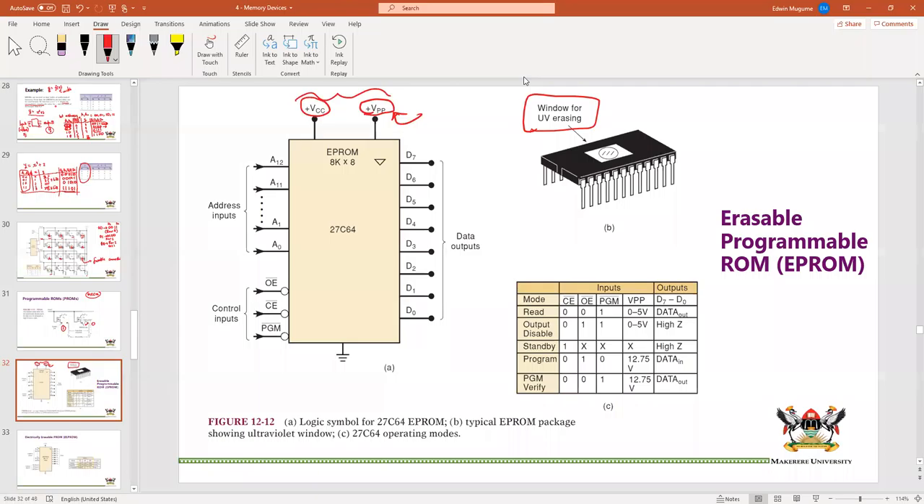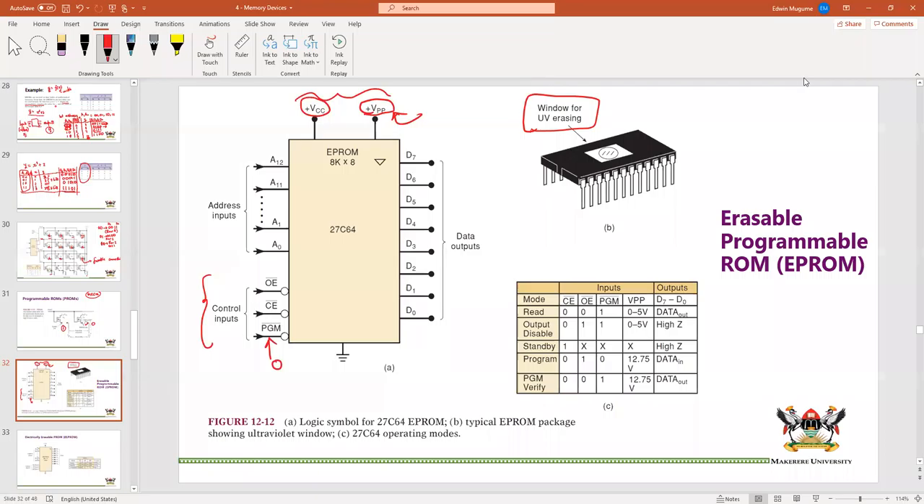Let us look at how this would work. First of all, it has three control inputs. It has the programming input. So if you're going to program, you need to make this a zero. As you can see, it's active low. This is always going to be high until you are going to program. By programming, I mean maybe you have erased it and you are going to reprogram the memory or the data that is kept within that ROM.